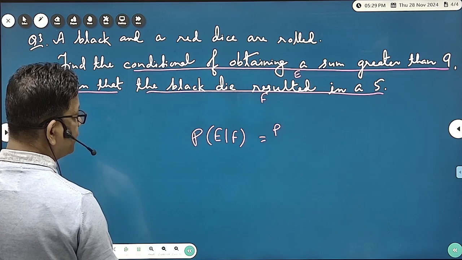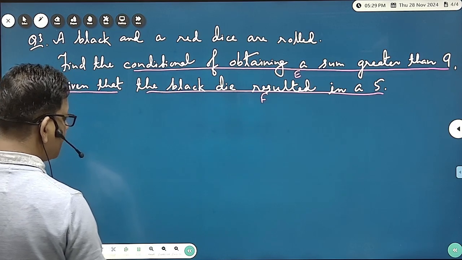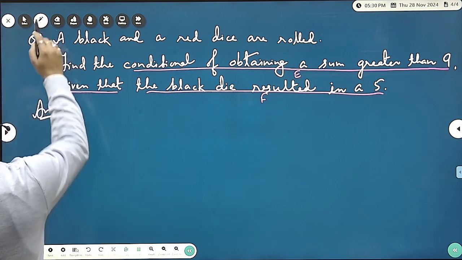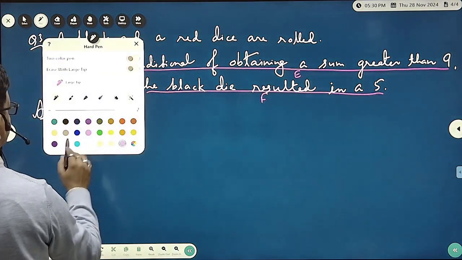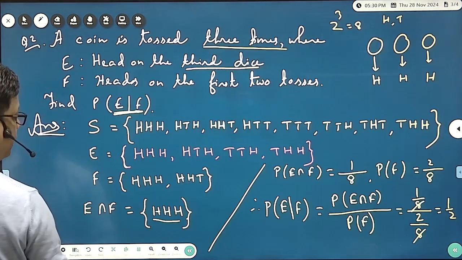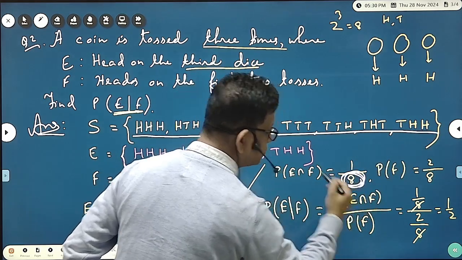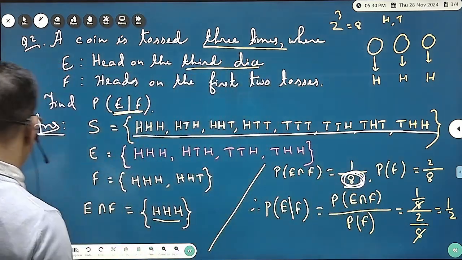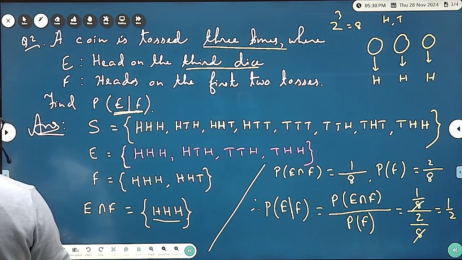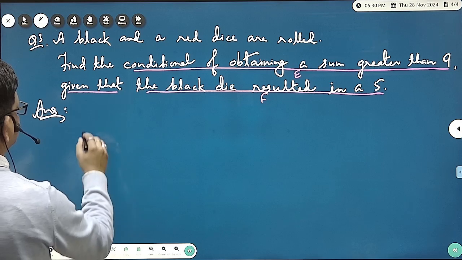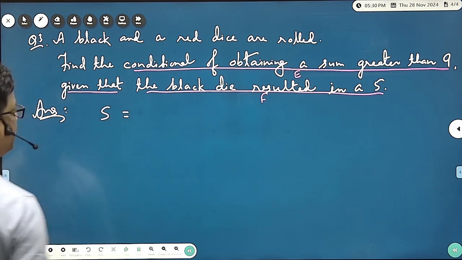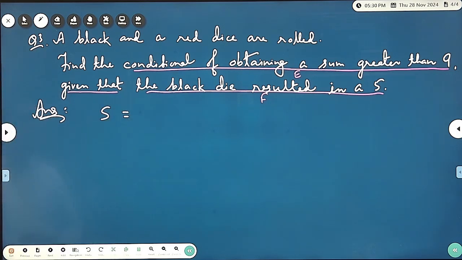Now, if I start this question, first try to understand how many outcomes are possible in total. Like the previous question, where the sample space had 8 outcomes, so we wrote 1 by 8 in the denominator. Similarly, we must know how many outcomes there are in S. Any idea how many outcomes are possible in total? 36. How? Because 2 dice are rolled.